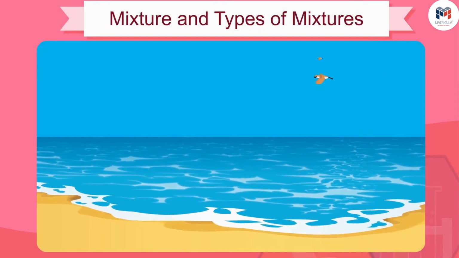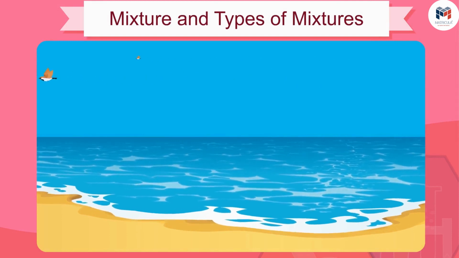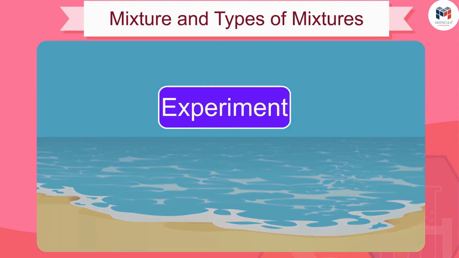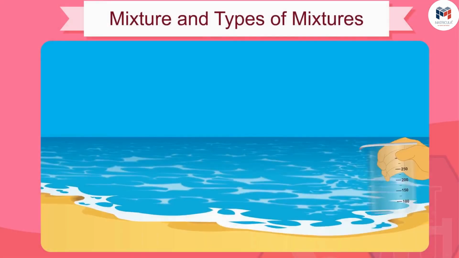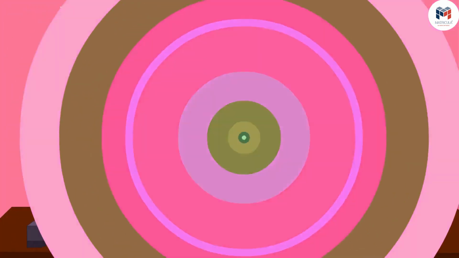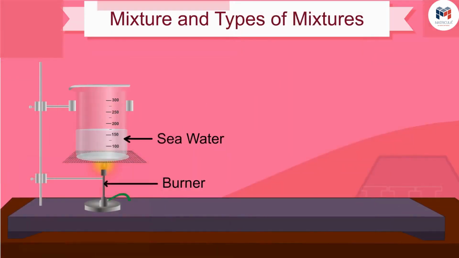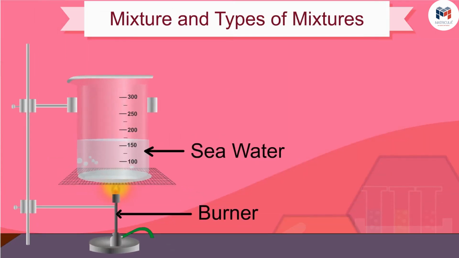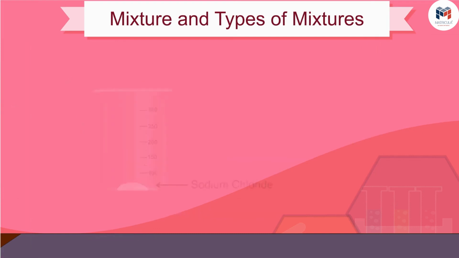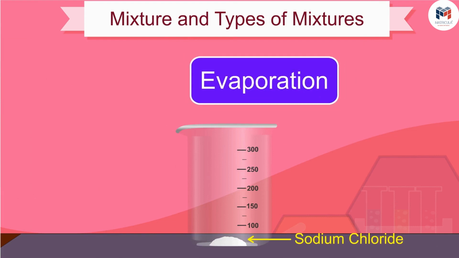We all feel very happy to take a walk on the beach, isn't it? Let us do an experiment with seawater. Let us take a little seawater in a beaker and heat it with the help of a burner. What do you see? Absolutely right. Sodium chloride dissolved in seawater is separated from water due to evaporation.